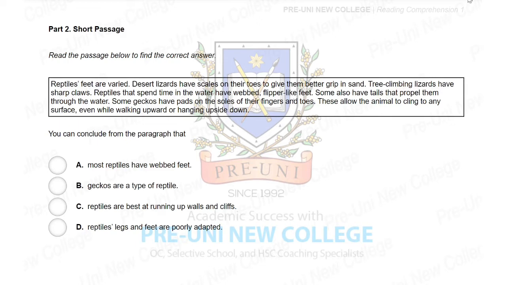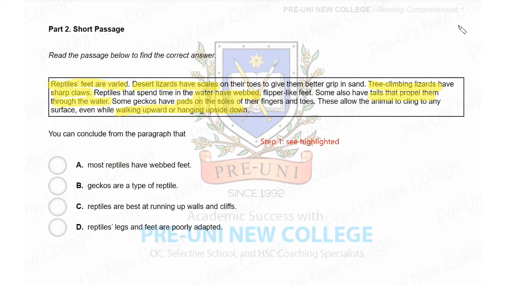Okay, so remember what step 1 is, and step 1 was basically to collect the information from the paragraph. What we learned from this paragraph is that lizards' feet can vary very differently. We are told that desert lizards have scales, tree-climbing lizards have sharp claws, reptiles that are in the water have webbed feet, and some even have tails that propel them through the water. Geckos have pads on their soles, and these allow them to walk upside down or hang upside down. So what we gain from these is basically that these reptiles have features that allow them to survive best in their own environments.